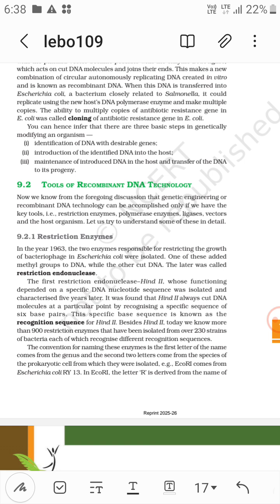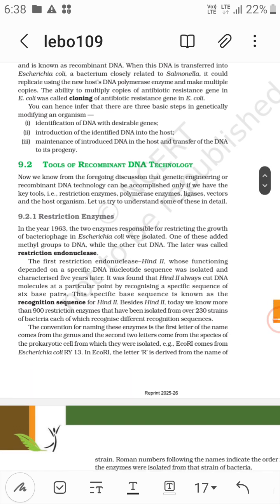So genetic engineering and recombinant DNA technology is the same term. Okay, so they have the key tools like restriction enzymes, polymerase enzymes, ligases, vectors and the host organism. Now the first one is the restriction enzymes.